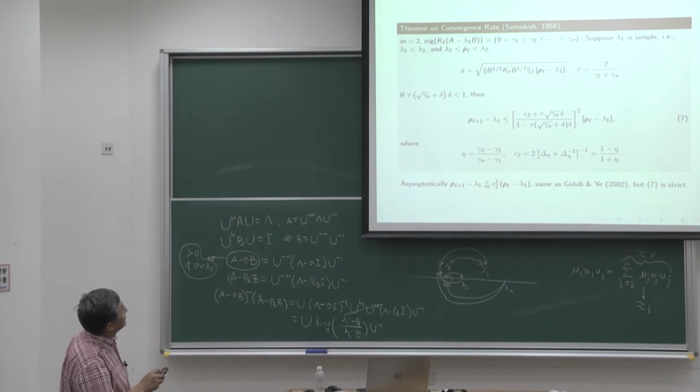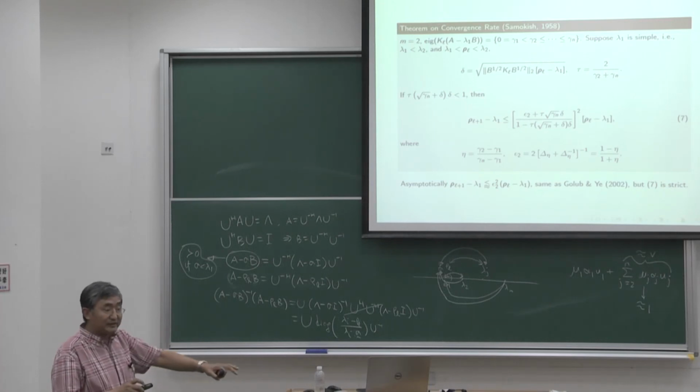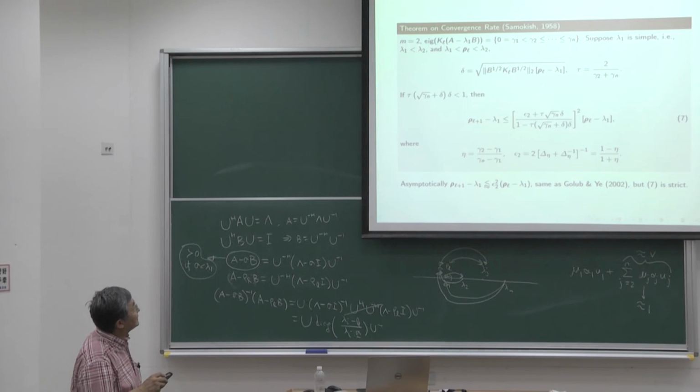You define a delta. This delta is supposed to be a small number as the computation progresses, because there you have rho L minus lambda 1, and this tau will be 2 over gamma 2 plus gamma n. The condition is, suppose this is less than 1. Asymptotically, this is going to be true, okay? Sufficiently close, then rho L plus 1 minus lambda 1 is something squared times the previous error. Now, we have to look at this carefully. This epsilon 2 is the same as before.